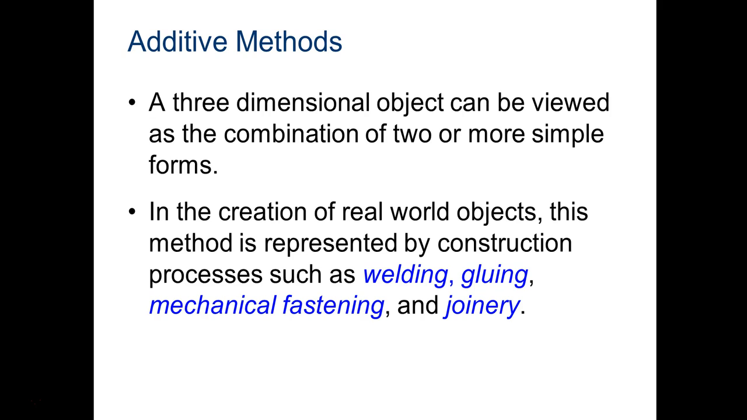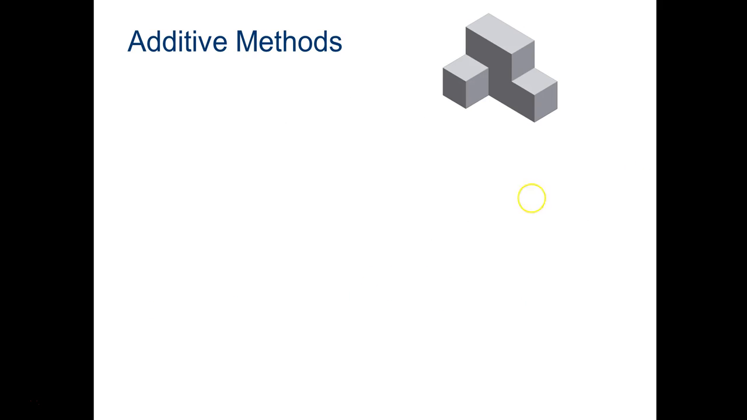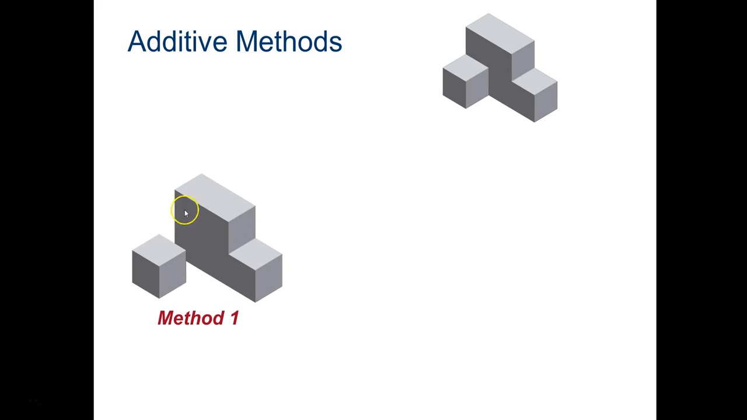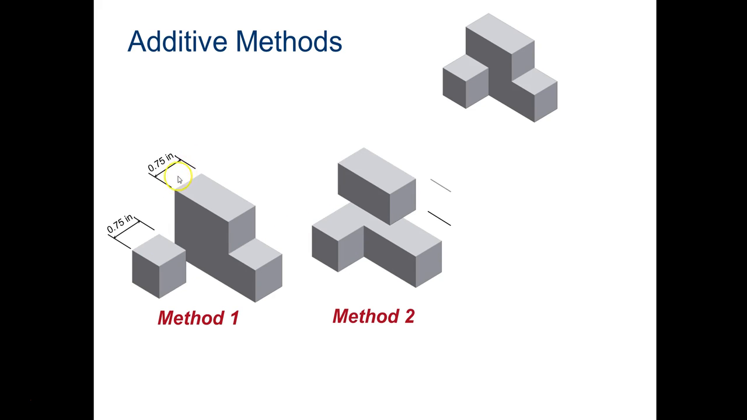For the additive method, a three-dimensional object can be viewed as a combination of two or more simple forms. In the creation of real-world objects, this method is represented by construction processes such as welding, gluing, mechanical fastening, and joinery. So I'm going to explain the additive method using this solid model right here. Method 1, we would build part of the model and then add the next part. So we would extrude to 0.75, draw on this surface, extrude to 0.75.